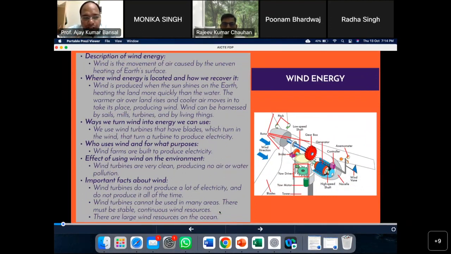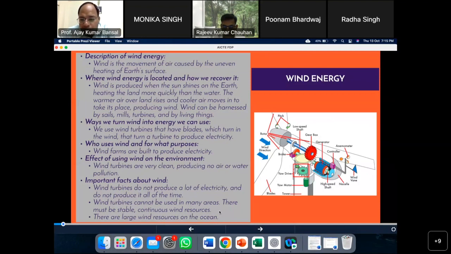So the first source of energy which we will be discussing is wind energy. Wind energy, as we all know, uses wind speed, and with the help of that we use a turbine or shaft which rotates with this wind speed, and that is then converted into electrical energy with the help of generators. As we all know, wind is the movement of air which is caused by the uneven heating of the earth's surface.